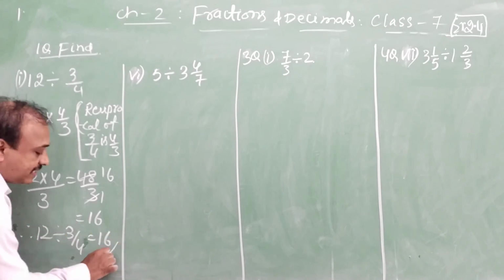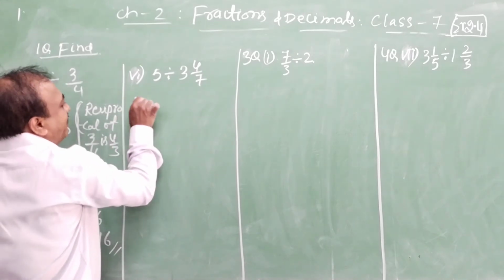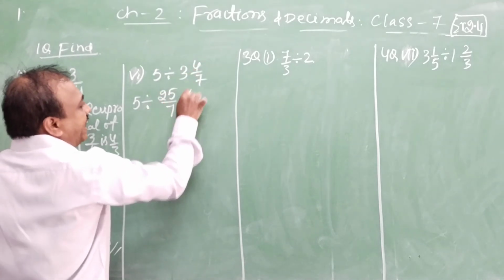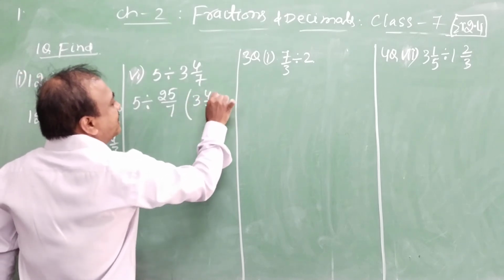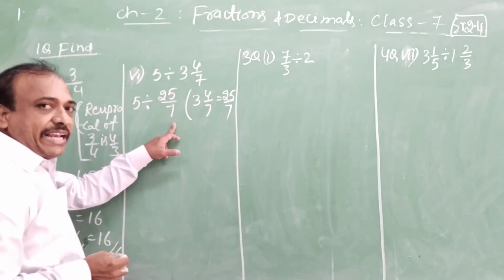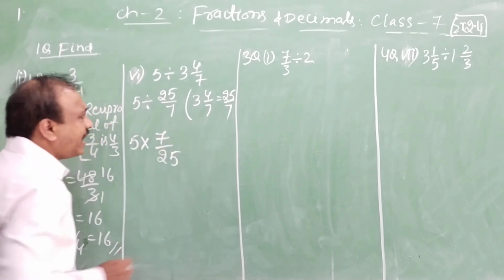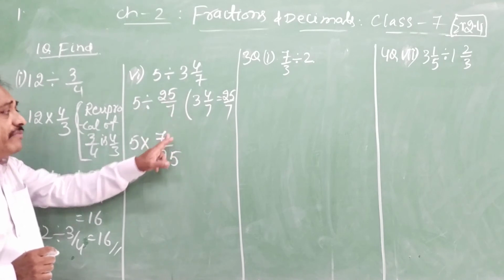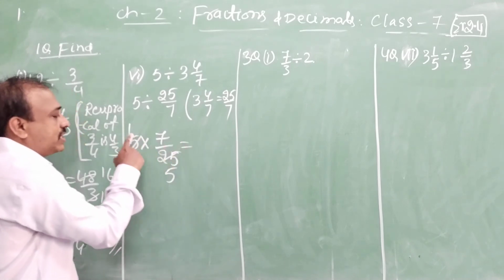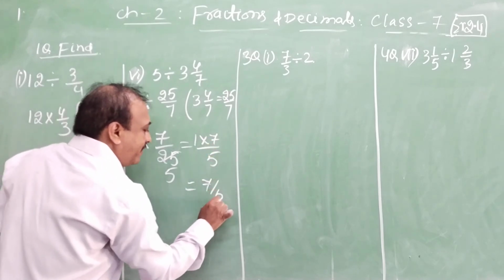This is the final answer. Now here it is a mixed number. The first step is we have to convert it into improper. So 7 threes are 21, 21 plus 4 is 25 by 7, so 3 4 by 7 is equal to 25 by 7. Now we know the reciprocal of 25 by 7 is 7 by 25. So 5 into 7 by 25. As we know, we multiply with the reciprocal. So we can cancel: 5 ones are 5, 5 fives are 25, which equals 1 into 7 by 5, which is equal to 7 by 5.